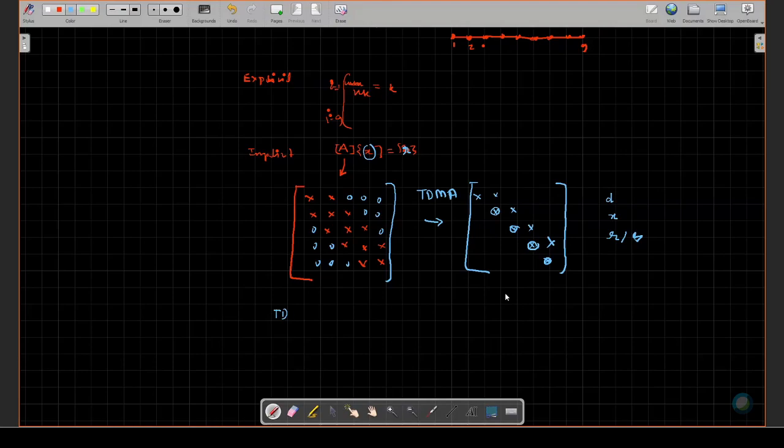This TDMA algorithm is very popular and in every CFD book. So remember, you should know. It is expected that you should know. If you are given a matrix, you should be in a position to use TDMA to get the values of x1, x2, x3, whatever. It's a solution variable. So you should get the solution using this TDMA algorithm.